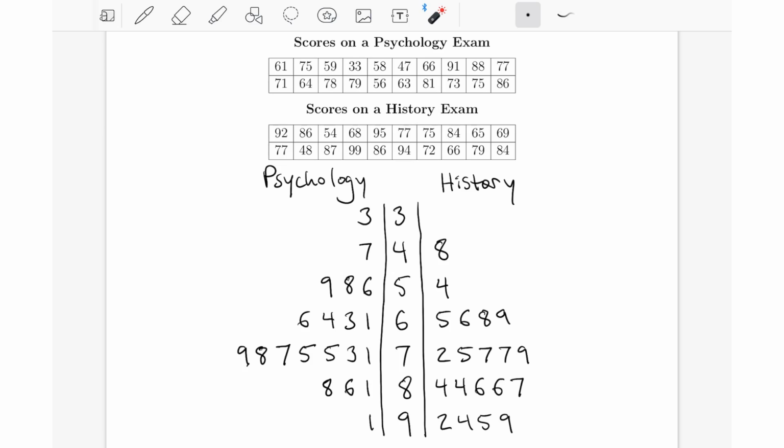So we could see that the psychology exam students did worse on, it looks like. There's a lot more 30s, 40s, and 50s. There's more failing grades overall. And in the history exam, there's more 80s and 90s, right? So we can make some comparisons and see some differences in exam scores across these two types of exams using this back-to-back stem and leaf plot.